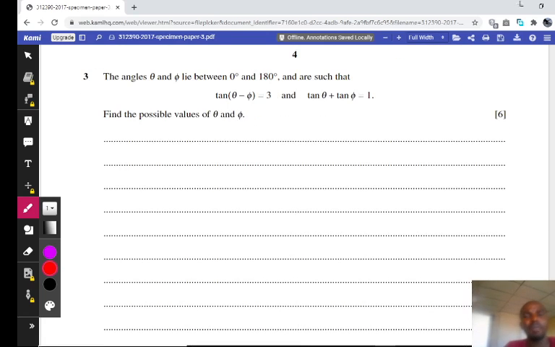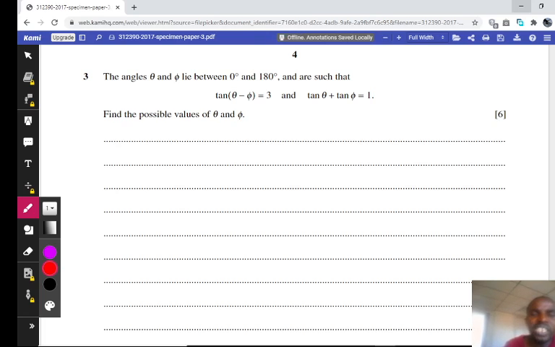Question number 3. It reads, the angles theta and alpha lie between 0 and 180 degrees and are such that the tan of the difference between the two angles is equal to 3, and tan of their sum is equal to 1. Find the possible values of them. So we want to find these angles, right?